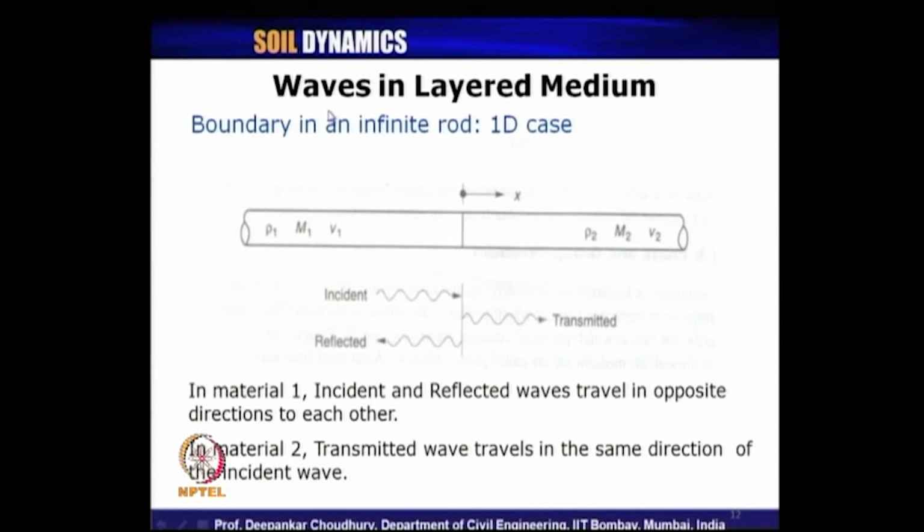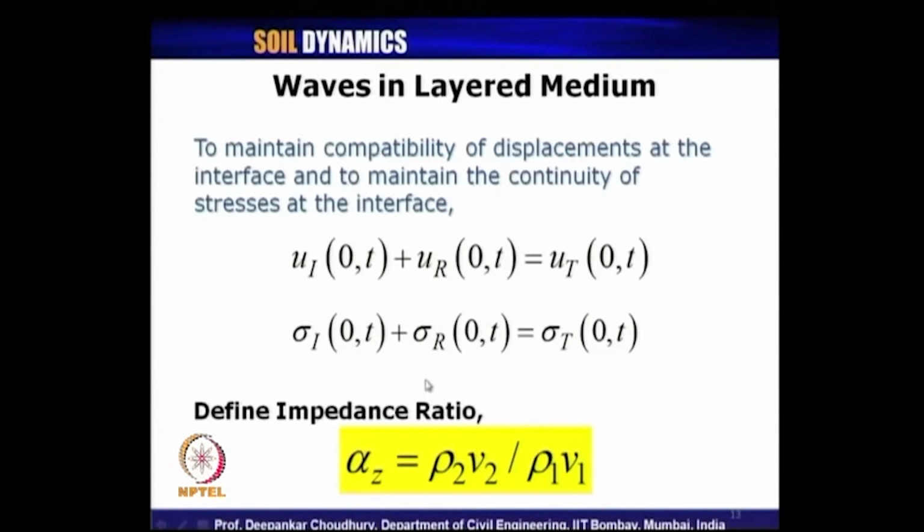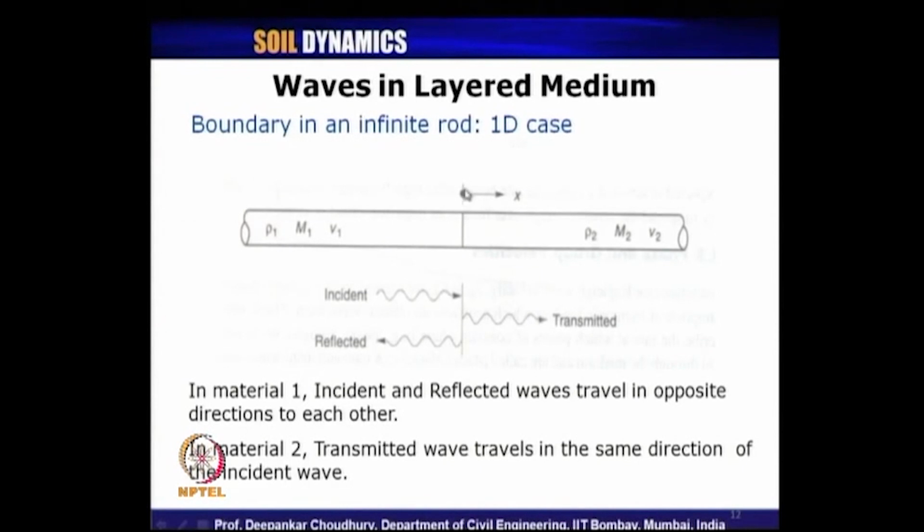After that, we had studied waves traveling in layered media, that is, when waves are moving from one media to another media. At the interface, when the incident wave hits, a component of it gets transmitted into the next media, that we call the transmitted wave, and another portion gets reflected back into the same media, we call that the reflected wave. And to maintain compatibility, we have seen that displacement compatibility as well as stress compatibility has to be maintained at the boundary. Boundary means this junction between the two media, where we have considered x as 0 as per our chosen coordinate system.